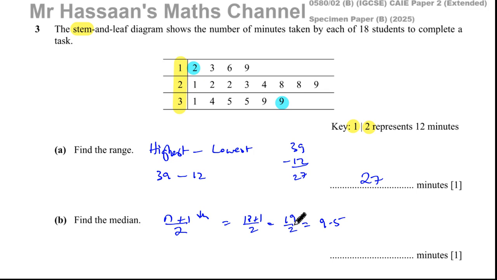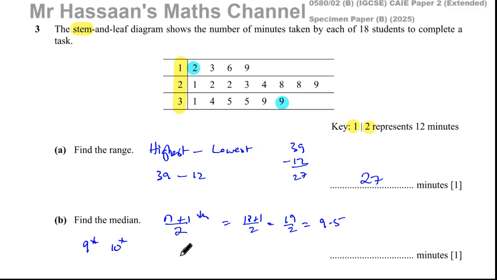Okay, because 2 goes into 19, 9 times remainder 1, so it would be 19.0, put 1 in front of there, 9.5. Okay, so that means we're looking for the term in the 9th position and the 10th position. When it comes out as a decimal, you take the number before the decimal and the number after the decimal when you've used n plus 1 over 2.